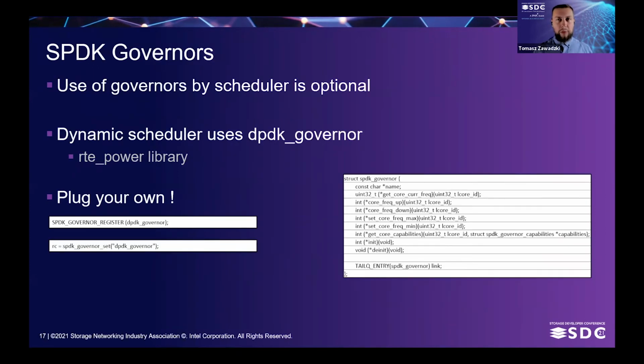As I mentioned during the balance call, schedulers can optionally use what is called SPDK Governors. This is another abstraction that allows to change the frequency of a particular CPU core used by the application, thus reducing the power used by that very core. Right now, SPDK provides a governor called DPDK Governor based on top of DPDK's RT power library.